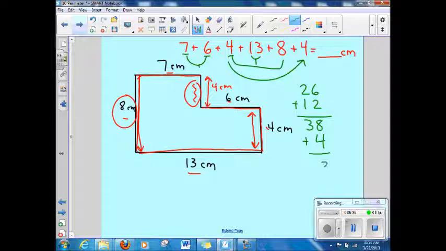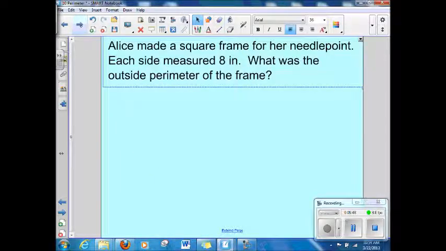38 and 4, there's 12. Regroup that, 1 ten is 42. So the perimeter of this figure, this plane figure, is 42 centimeters.